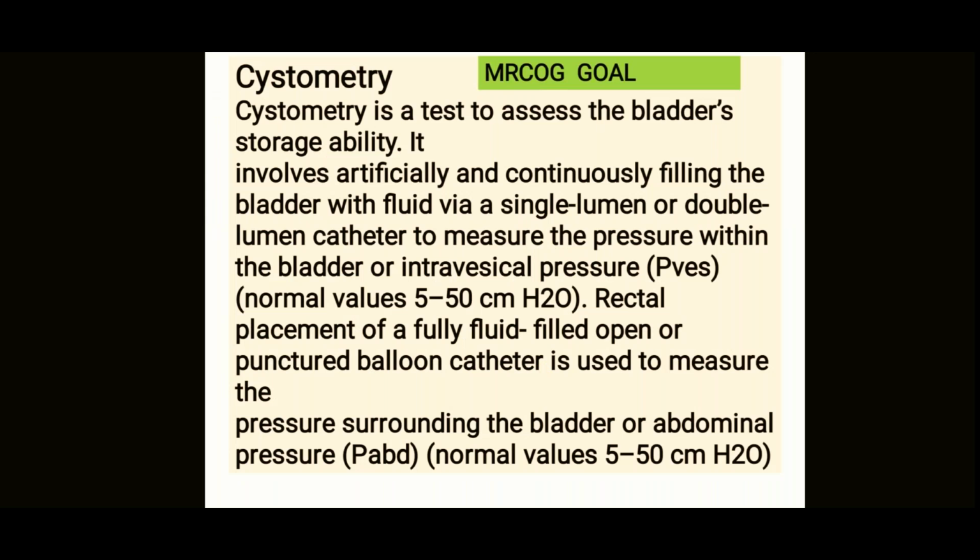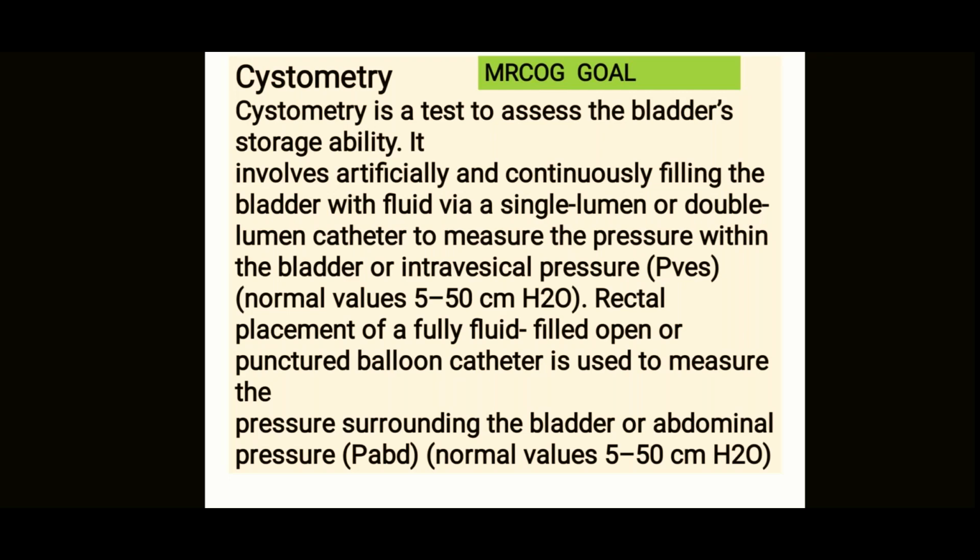Now coming to the cystometry. Cystometry is a test to assess the bladder's function and how it works while filling and while voiding. So while filling, while it stores, and while it voids. It involves artificially and continuously filling the bladder with fluid via a single lumen or a double lumen catheter to measure the pressure within the bladder, or the intravesical pressure. Normal pressure is around 5 to 50 centimeters of H2O.